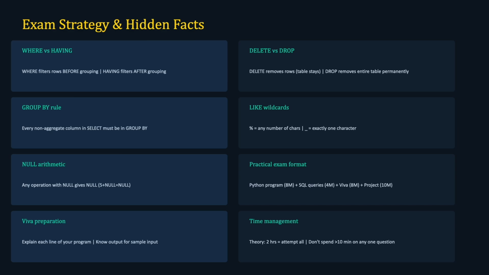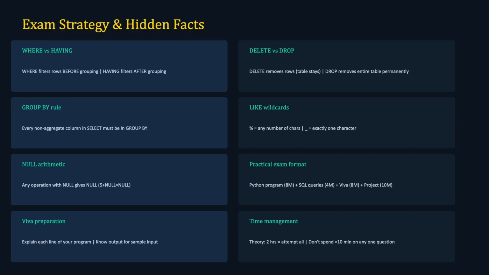Every non-aggregate column in select must be in group by. Like uses percent for multiple characters and underscore for exactly one. Any operation with null gives null.